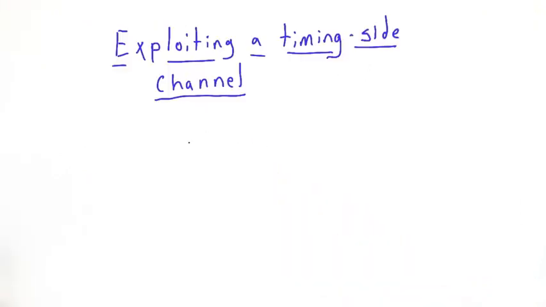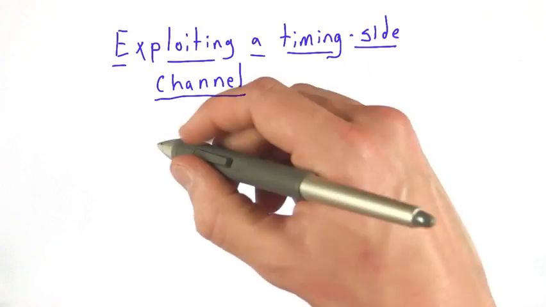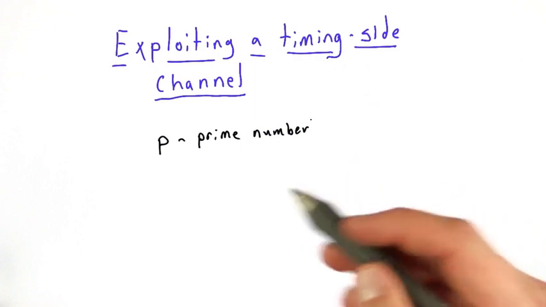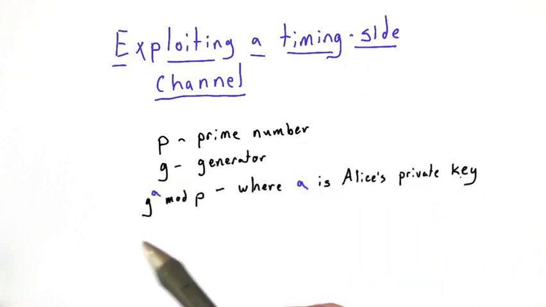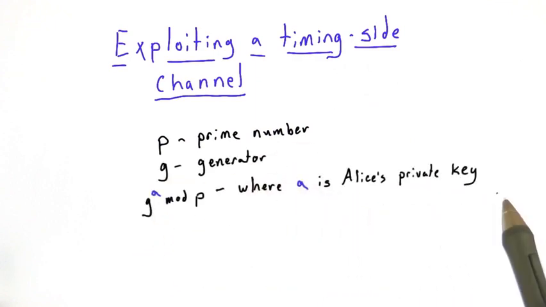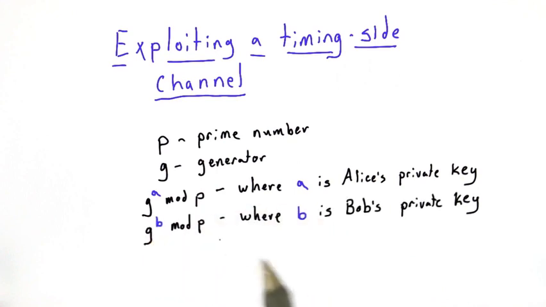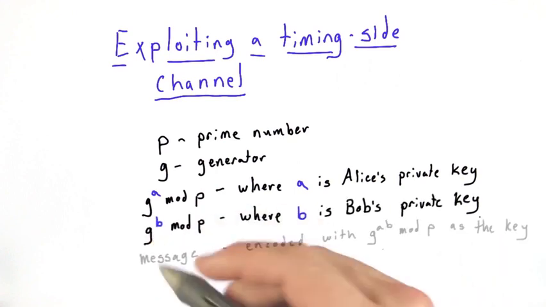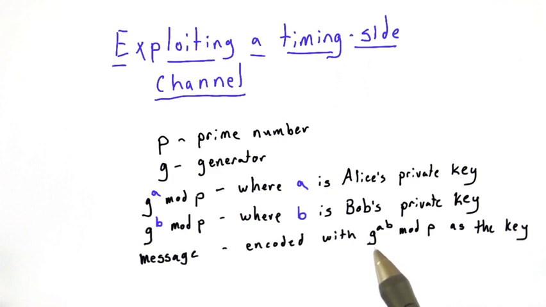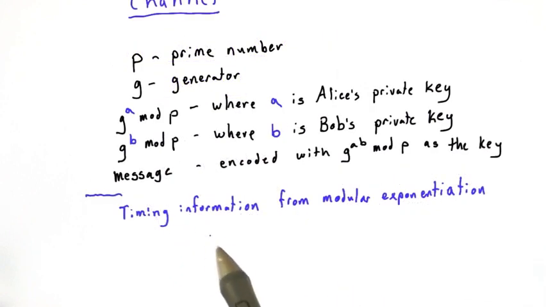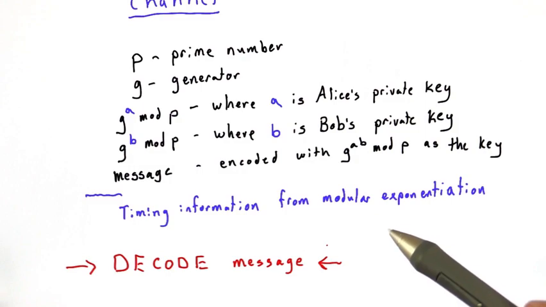In this problem, you will be given intercepted messages from a Diffie-Hellman exchange between two people, including p, a large prime number, g, a generator, g of a mod p, where a is Alice's private key, g of b mod p, where b is Bob's private key, a message which has been encoded with g of a times b mod p as the key. You will also be given timing information from the modular exponentiation as described in a previous question. Your job will be to use the side channel to determine the key and decode the message.